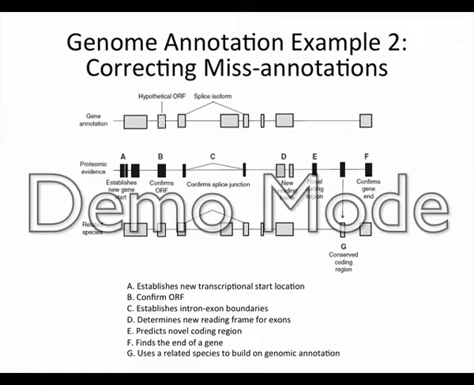And this is a little more of a broad example of all of the things that you can find using proteogenomics. So here, let's say this is our annotated gene.